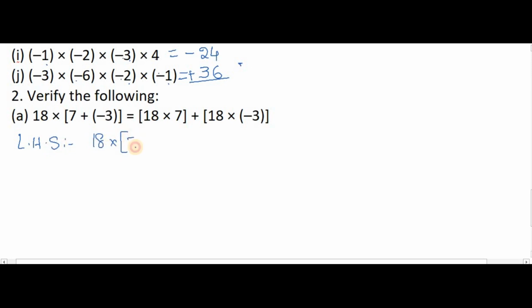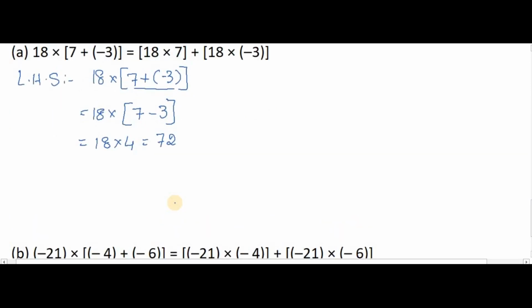18 into 7 plus of minus 3. First we are going to solve the brackets. 18 into square bracket open 7 plus into minus, minus, and 3. Now in the square bracket, 7 minus 3 is nothing but 4. 18 4s are 72. This is about your LHS. Now we will see the RHS.